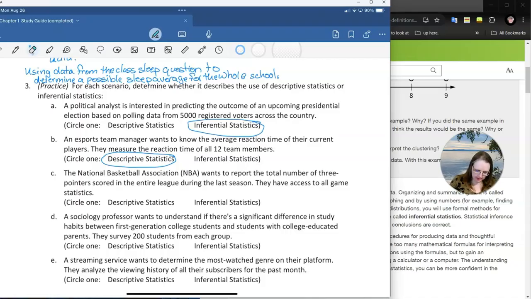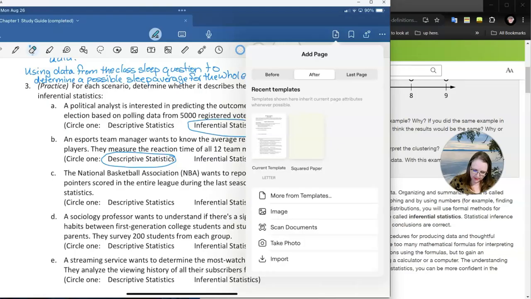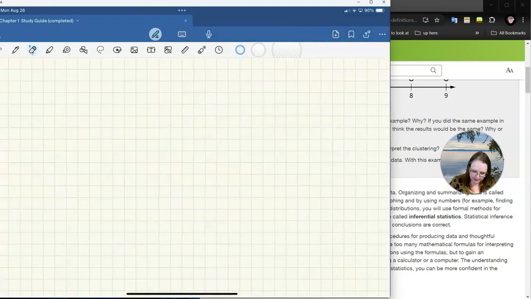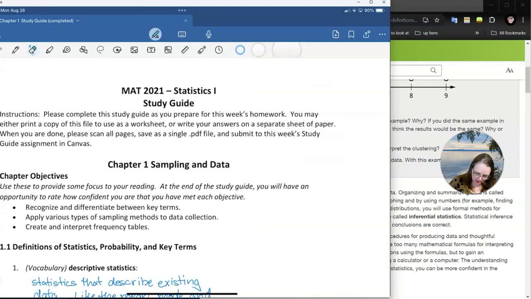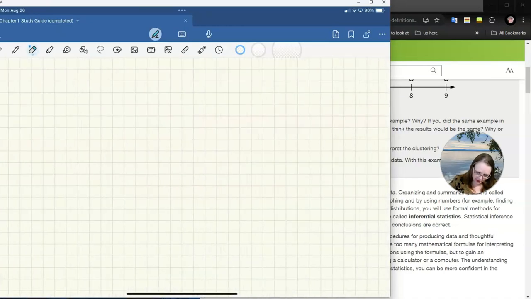If you were doing this on a separate sheet of paper, let me make a quick note here so you can see what that would look like. If I were doing this on a sheet of paper separately, I would, for this question, oh, I just added a page for no good reason. I would, for this question, be in 1.1. I would have done descriptive statistics. I promise I normally write nicer than this.